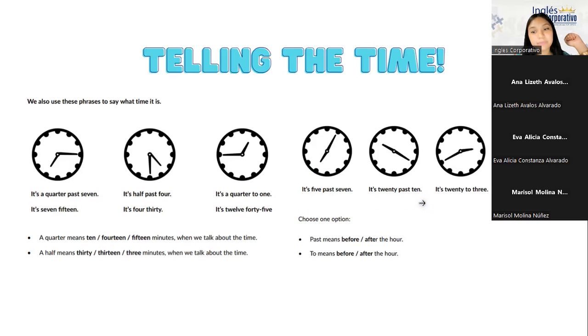It's 10:20. Perfect. Ahora, 20 para las 3, serían entonces 2:40. It is 2:40. Excellent. 2:40, okay.